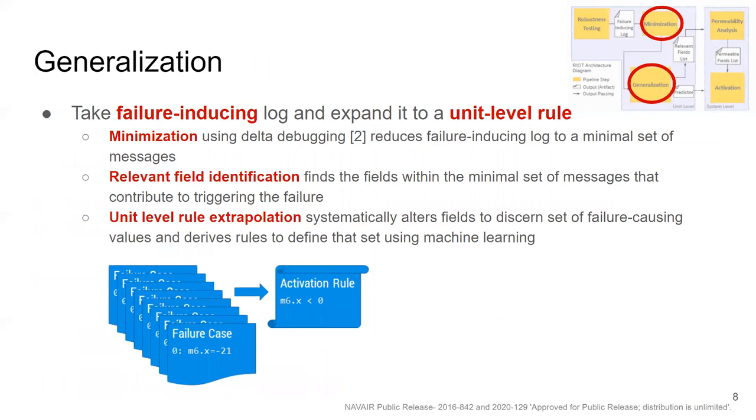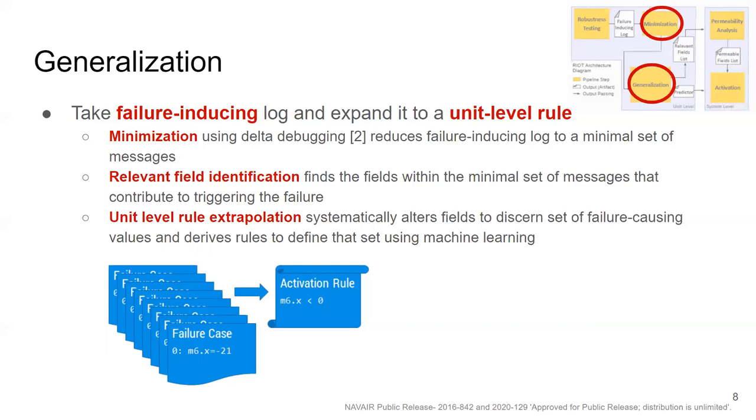The second step of the Riot toolchain is generalization, which takes the single unit-level failure-inducing log from the robustness testing step and expands it to a unit-level rule. This is done in three sub-steps. First, minimization uses the delta debugging algorithm to iteratively reduce the large initial failure-inducing log to a minimal set of messages. Second, relevant field identification finds the fields within the set of messages that contribute to triggering the failure.